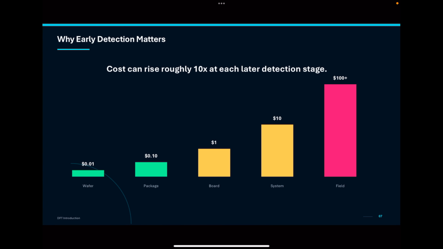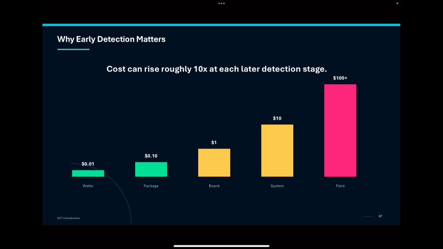Now that we have seen how testing is integrated throughout the chip design cycle, let's talk about why it's so important to test as early as possible. Imagine finding a defect during wafer testing. At that stage, fixing or filtering out a bad chip costs only a few cents. But if that same defect escapes to the next stage after packaging, the cost increases significantly.